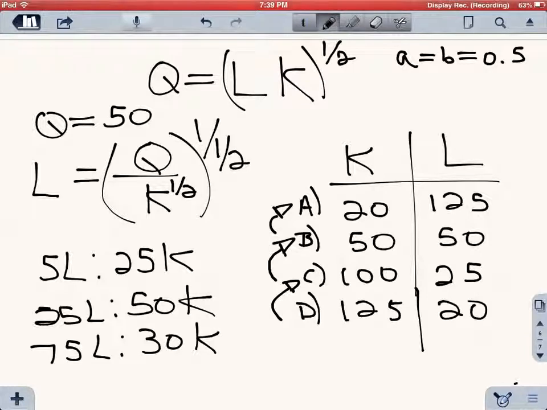So for both inputs, this production function does exhibit diminishing marginal returns to the input, which means that when you have very little labor, each additional labor is very productive. But when you have a lot of labor, each additional labor is less productive than when you have very little labor. Now we can also see this in a graph, and we're going to do that next.